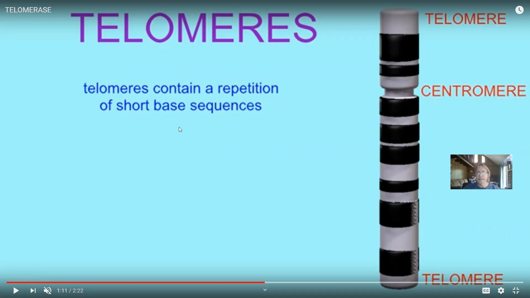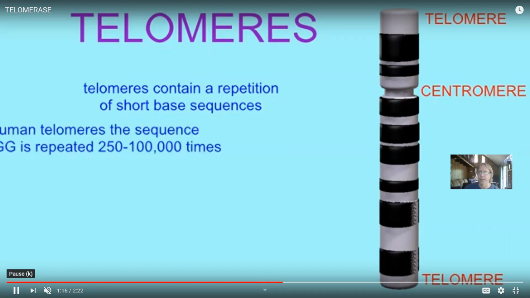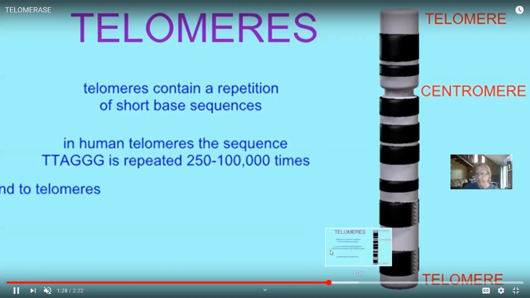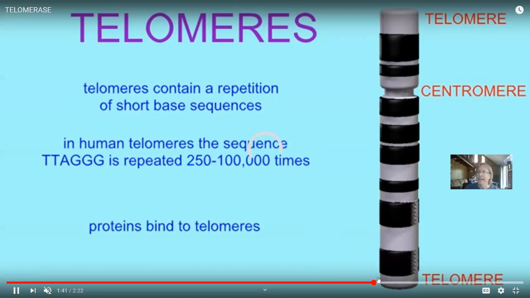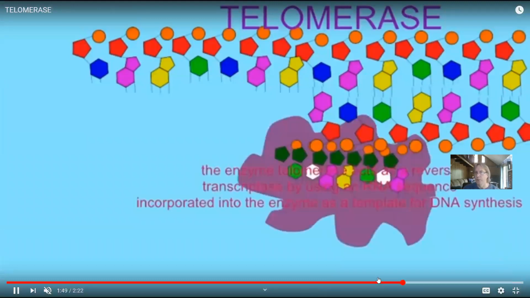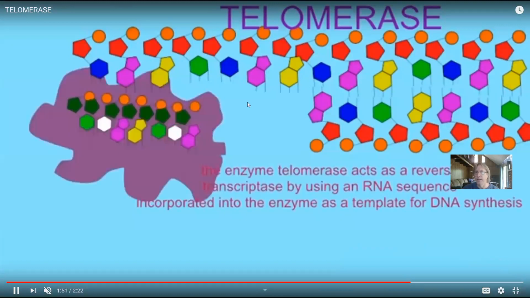Well, to prevent that, there are regions of the chromosomes called telomeres, which contain a repetition of short base sequences. So telomeres in humans repeat this sequence somewhere between 250 and 100,000 times. And what can then happen here is proteins bind to the telomeres, and now RNA molecules could actually be used as a template to make the DNA molecules to fill this space.